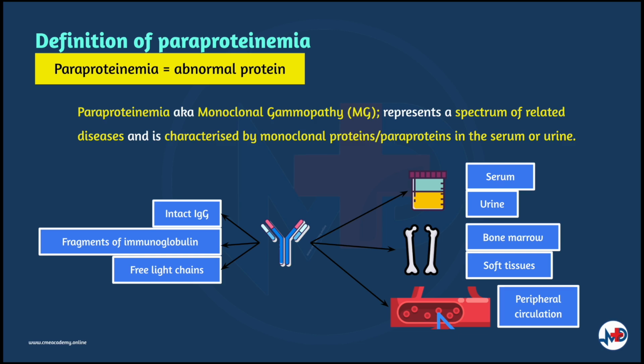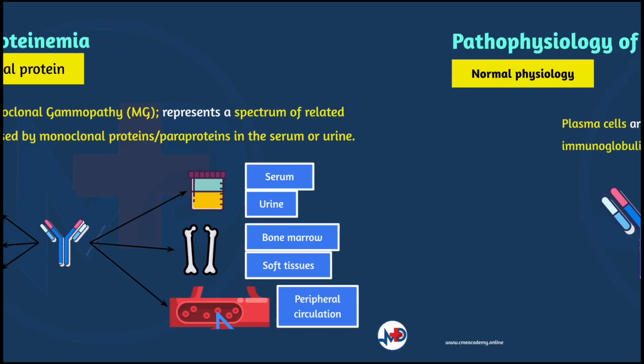These abnormal proteins can be found in the form of intact or fragments of immunoglobulins or even free light chains. Paraproteinemia is often accompanied by monoclonal plasma cells in the bone marrow, sometimes in soft tissues and peripheral circulation. Monoclonal gammopathy of undetermined significance or MGUS is the most common monoclonal gammopathy found in 1-2% of adults. The transformation rate from MGUS into multiple myeloma is roughly 1% per year.